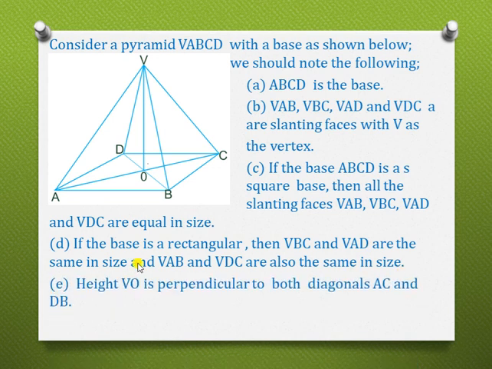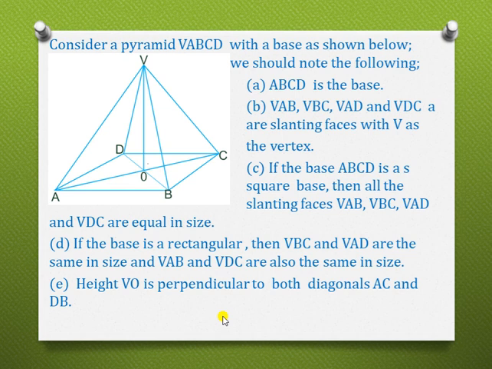Another important point is that the height VO is perpendicular to both diagonals AC and DB. As you see, AC is a diagonal, DB is a diagonal, and remember that these diagonals are of equal length. So getting the length AC is as good as getting the length BD. Looking at VO as the height, it is perpendicular to this diagonal and it is also perpendicular to this diagonal. It means they form an angle of 90 degrees between themselves.